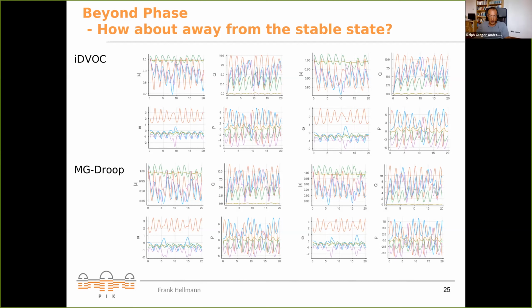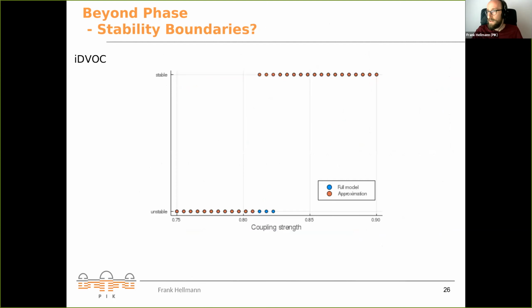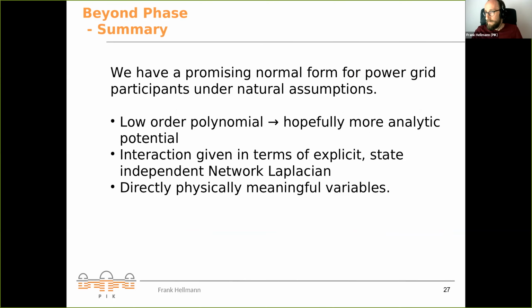Okay. I'll just say briefly that also the nonlinear behavior that we run into when we run harder perturbations is not quite as accurate, but it's still qualitatively the same. So this is looking quite promising. Also, critical coupling strength seems to be well captured by the normal form relative to the full model. So we have a promising normal form for power grid participants under natural assumptions.